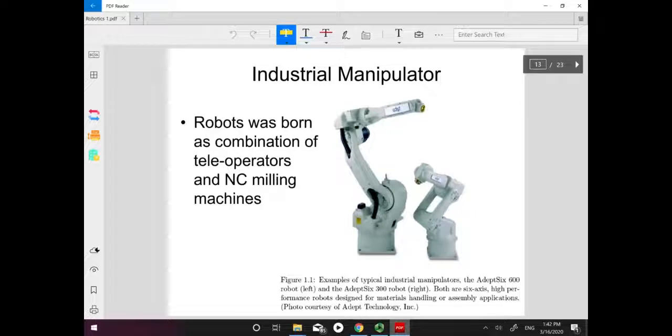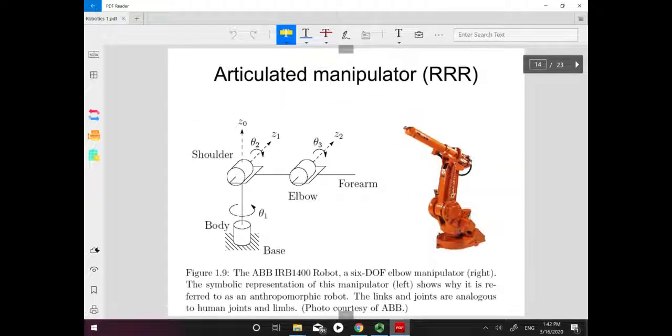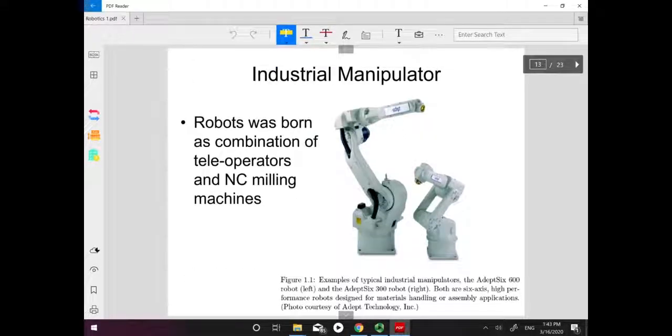Then it goes to the interesting figures. I want to show some interesting manipulators. You may have seen these orange ones before in different scenarios in some videos, and they are pretty common in industrial robotics. Industrial manipulators have been used in industry, especially in manufacturing. Robots were born as a combination of teleoperators and NC milling machines. That was the history.